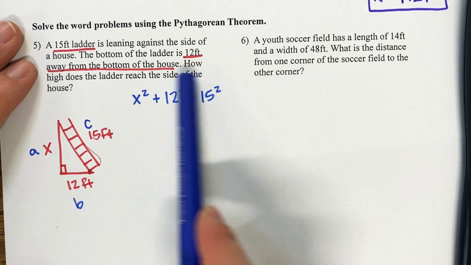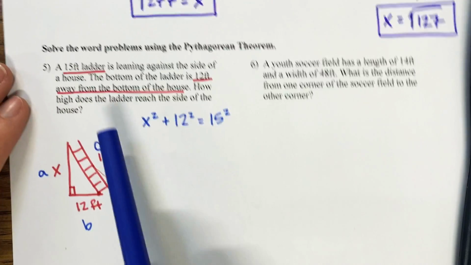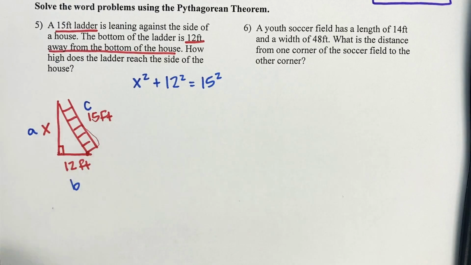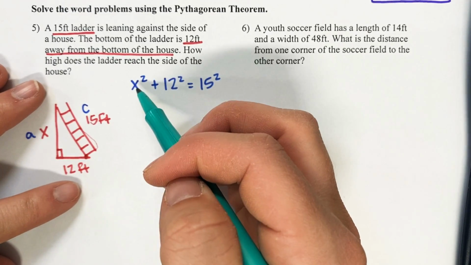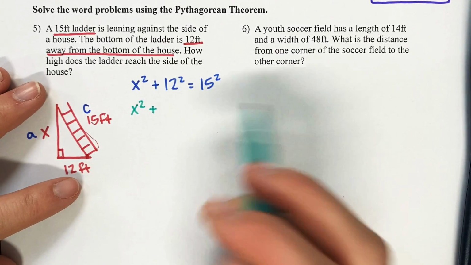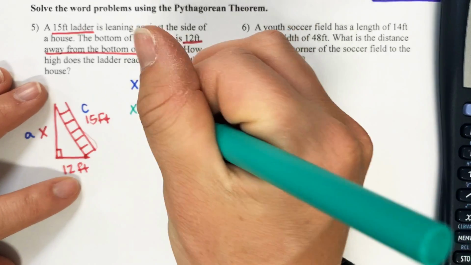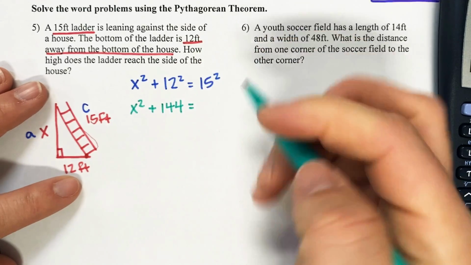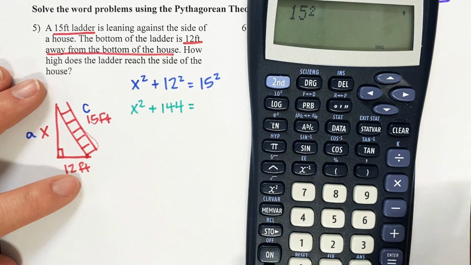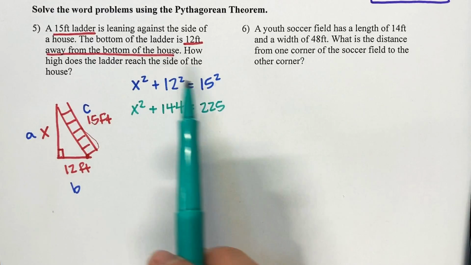And now it's just like what we were doing up top. We just had to give ourselves the triangle. We had to draw the triangle using the word problem. Okay, so let's go ahead and solve this. So let's do some simplifying so we can solve. Do we know X squared? Nope, so we just have to keep it X squared. But what is 12 squared, or 12 times 12? Remember, 12 times 12 is 144. Equals 15 squared. What is 15 squared, or 15 times 15? We get 225.